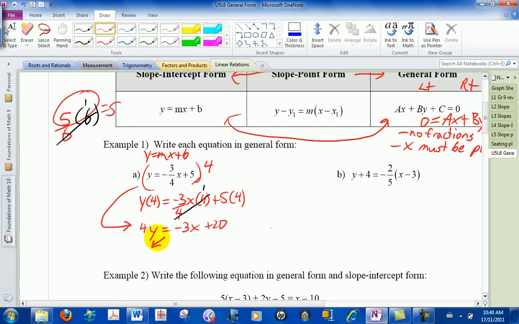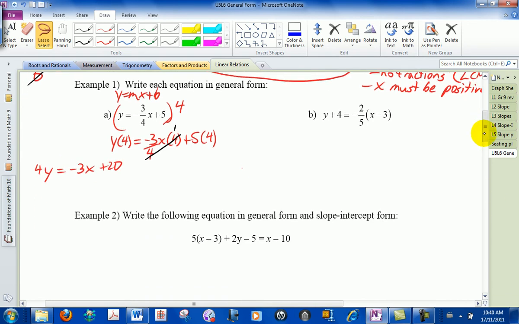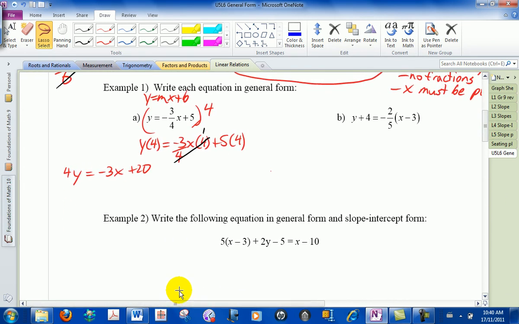Okay? So what I would do, actually I'll have space here. I'm just going to move this over. I know you can't, but I can. So move that over. Okay. So I'm going to just minus 4y. Minus 4y. And so I'll get 0 equals negative 3x minus 4y plus 20.